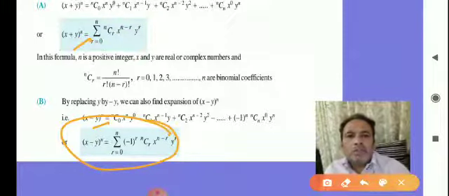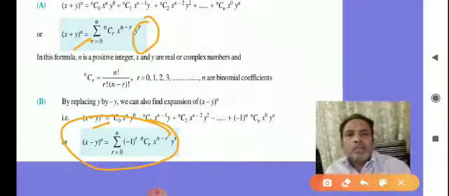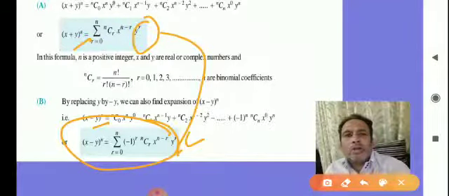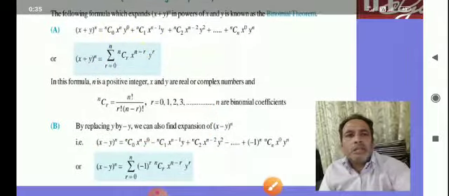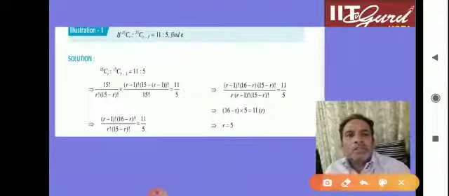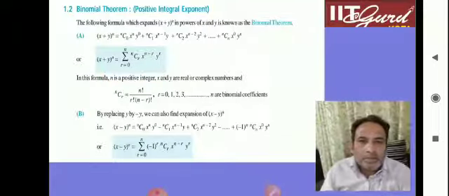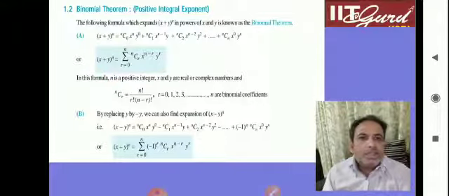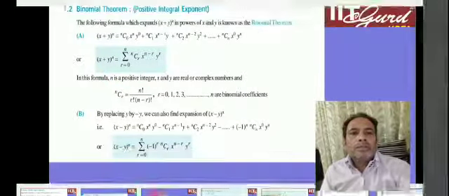So the formula will be simply nCr x to the power n minus r times (minus y) to the power r. This will become minus 1 to the power r, which you can take out common, and you will get y to the power r, the same term here. The term is the same, and you will get (x minus y) to the power n. By using all this, let's go for some illustrations. Now, come to the point.